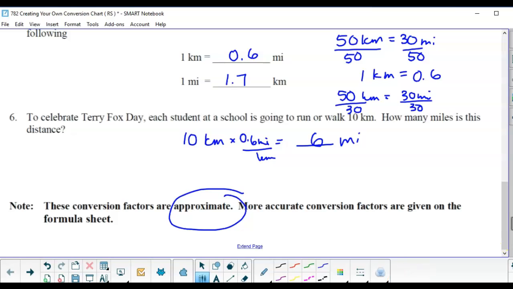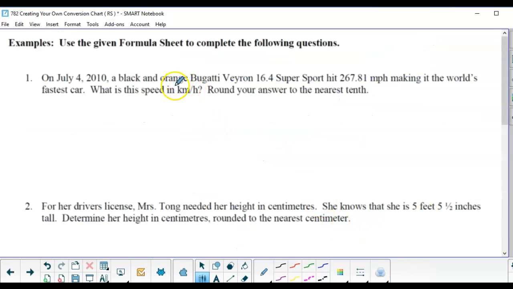Okay, so for the next questions, we're going to use your formula sheet. So on July 4th, a black and orange Bugatti, so basically a fancy, that is a motorcycle. One of our teachers used to be into motorcycles, or still is, but has retired. In any case, this is the speed, miles per hour. That's really fast. Okay, world's fastest car. Oh, it's a car, not a motorcycle.